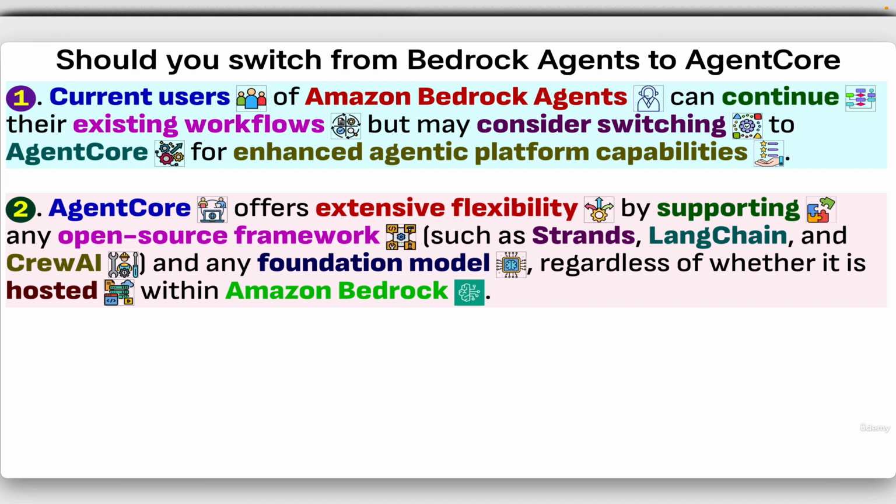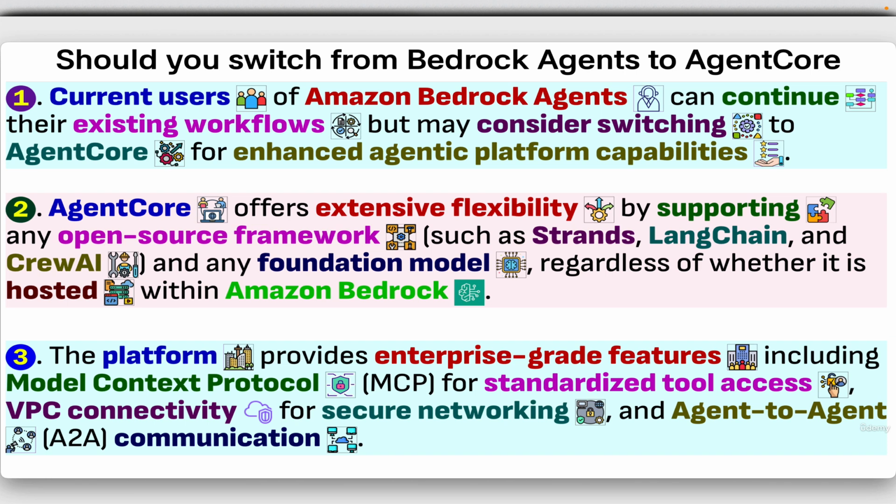AgentCore offers extensive flexibility by supporting any open source framework that we talked about, such as Strands, LangChain, Crew AI, and any foundational models, regardless of whether it is hosted within Amazon Bedrock. The platform provides enterprise-grade features, including Model Context Protocol (MCP) for standardized tool access, VPC connectivity for secure networking, and agent-to-agent communication.